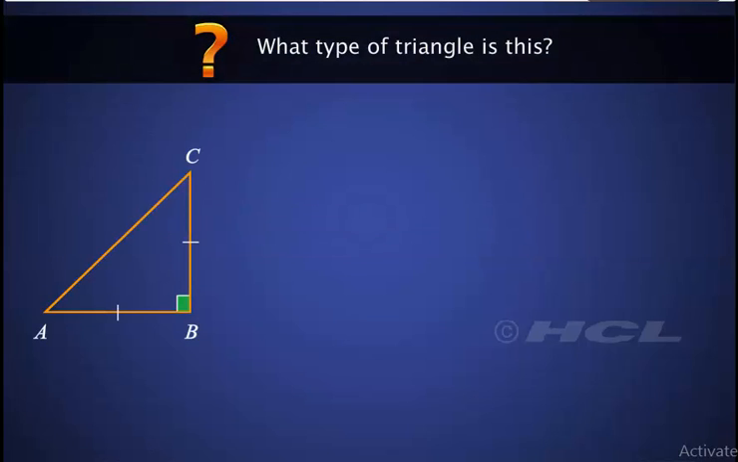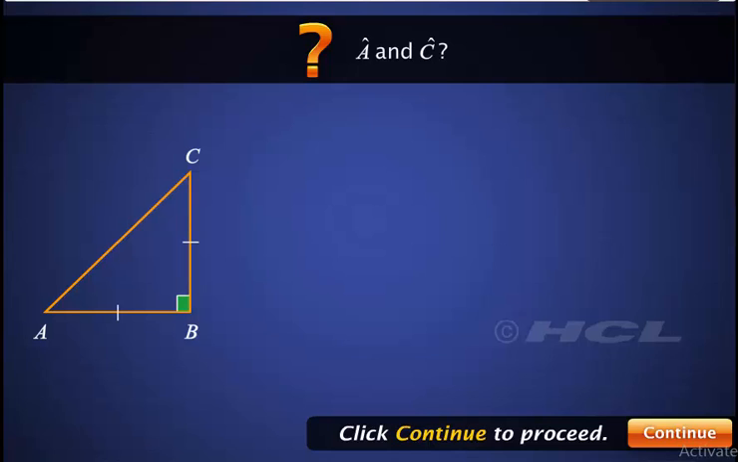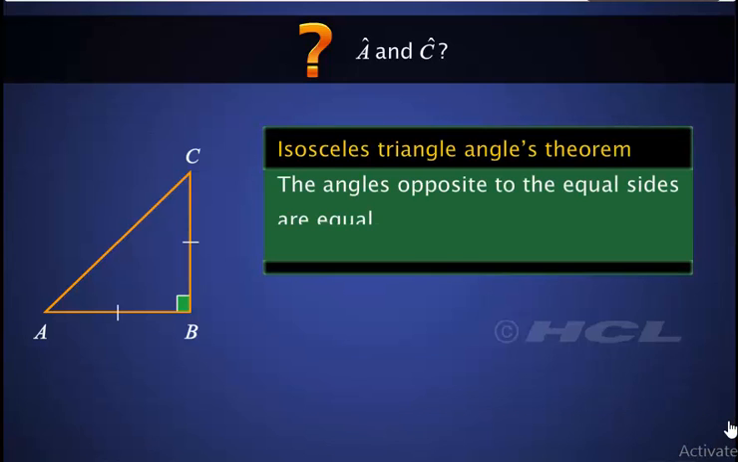What type of triangle is this? Yes, it is an isosceles right-angled triangle. In the triangle, sides AB and BC are congruent, and angle B is equal to 90 degrees. What can you say about angle A and angle C? According to the isosceles triangle angles theorem, the angles opposite to the equal sides are equal. Thus, angle A is equal to angle C.